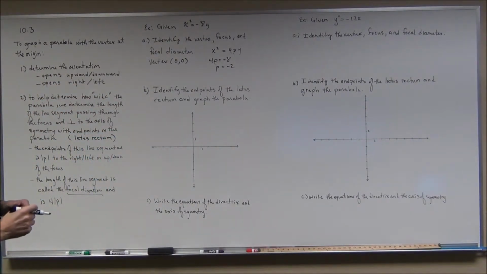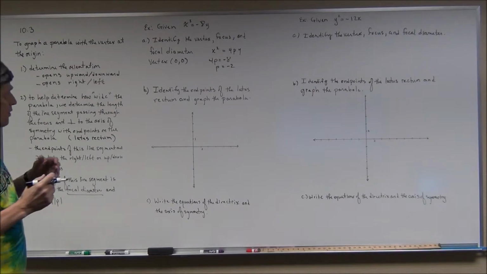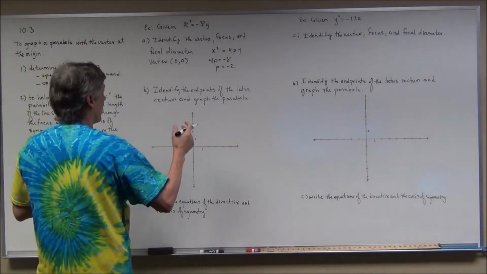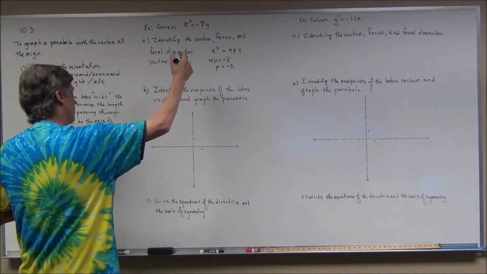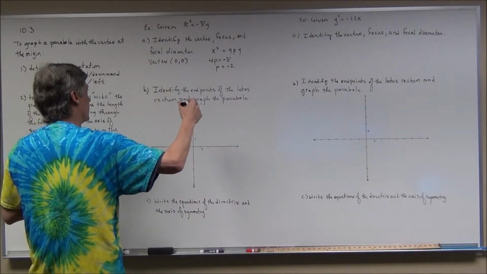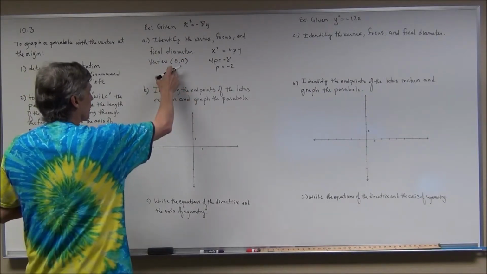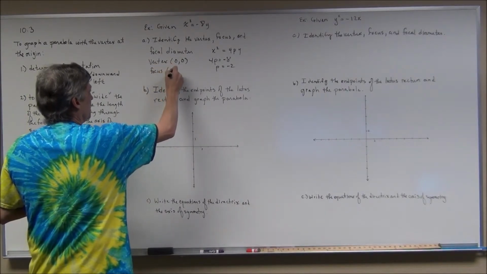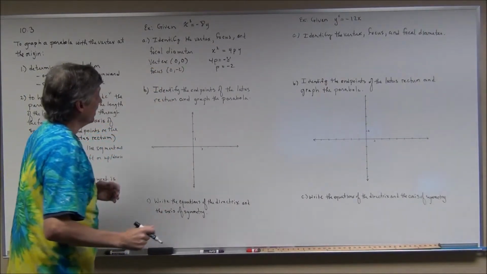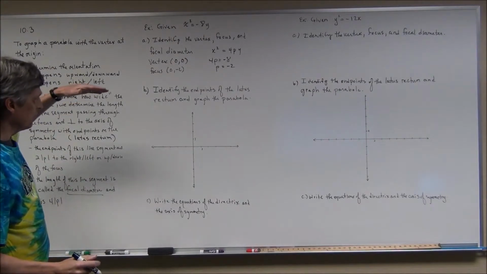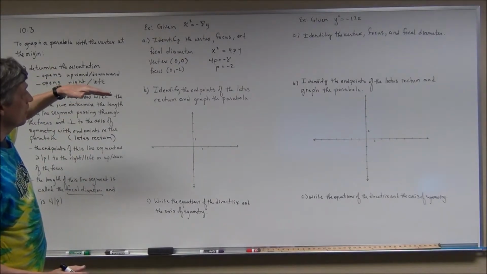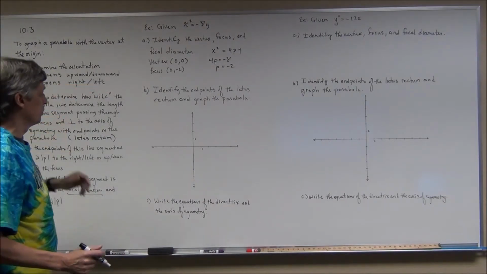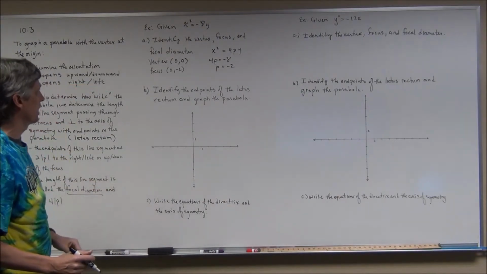We're going to define the focus. Since it opens downward, the focus is going to be in the interior of the parabola, so it's going to be down 2 units from the origin, so the focus is going to be at 0, negative 2. The directrix is going to be 2 units above the origin, and be the line y equals 2, which we're going to answer down here in just a second.